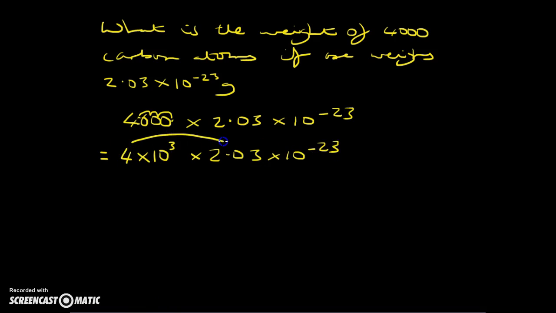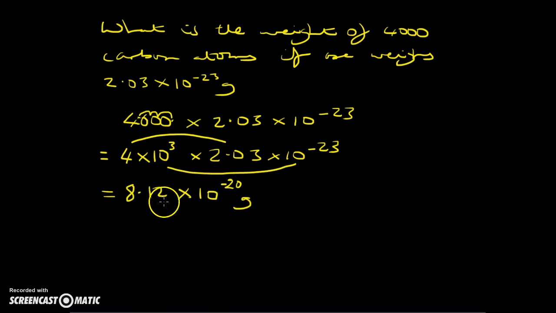Right, let's multiply what we'll probably call the normal numbers together. 4 multiplied by 2.03, that's 8.12. Now the powers of 10. Let's apply our index laws. So we're multiplying together, therefore we're going to add the indices. So we're going to add the 3 to the negative 23. So if you did negative 23 add 3, that would give you negative 20. So 4,000 carbon atoms weigh 8.12 multiplied by 10 to the power of negative 20.